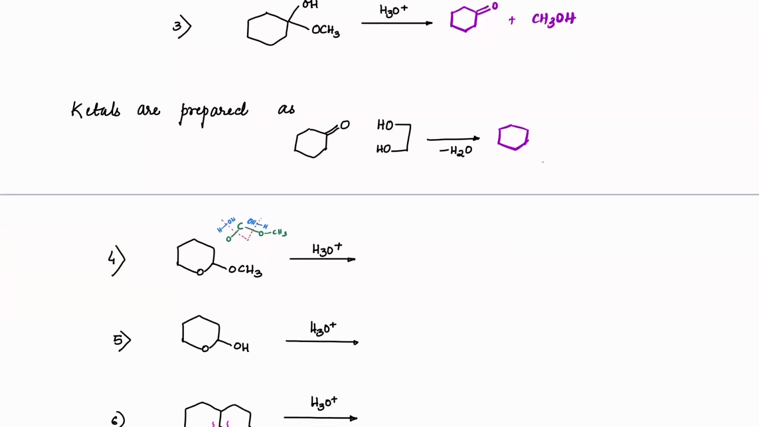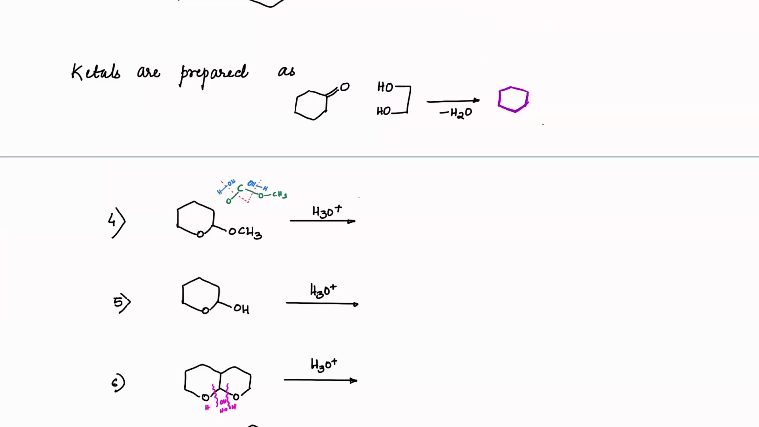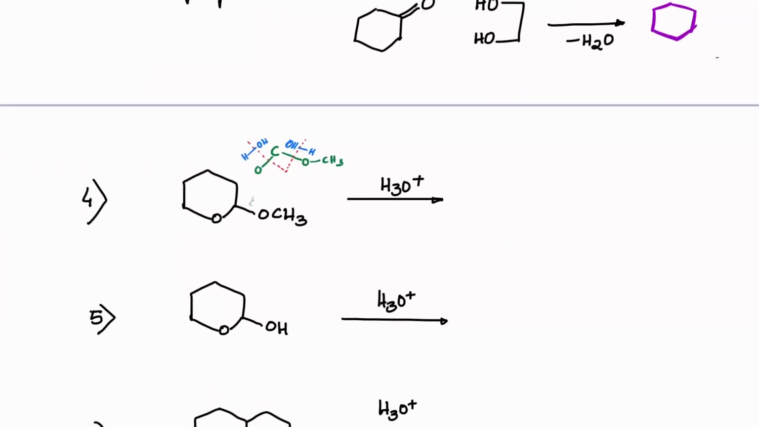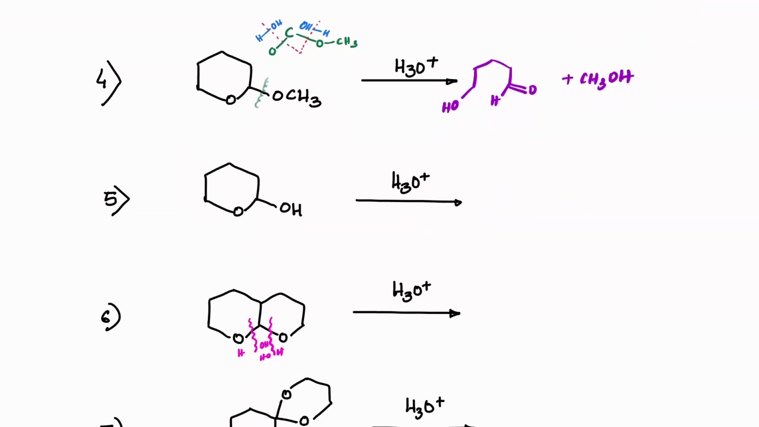Sorry, check here. As you break this position, you will break down here. So as you break that here, you will get this part as alcohol and this part as aldehyde, and on the other side you'll get this as CH3OH. So this is the acetal which I'm breaking.